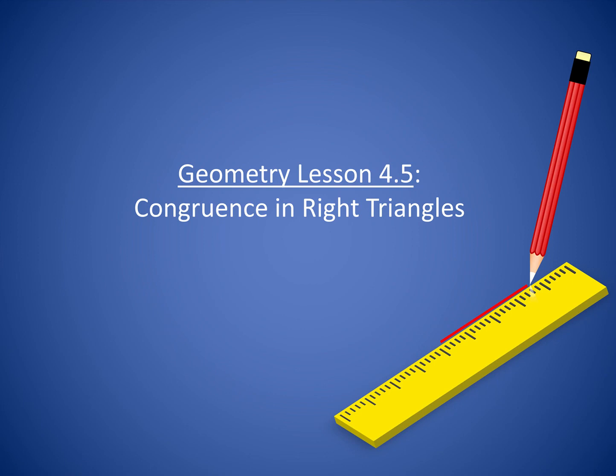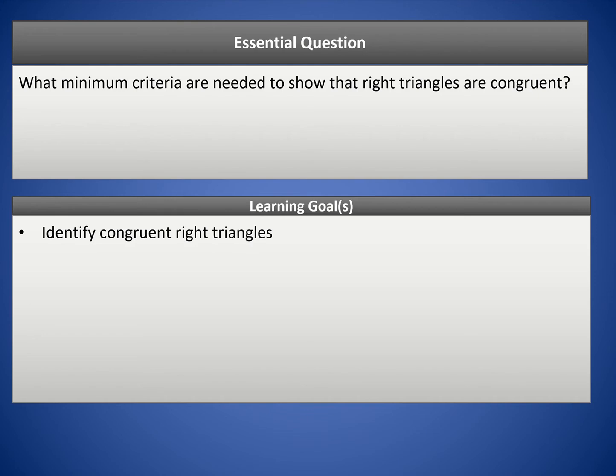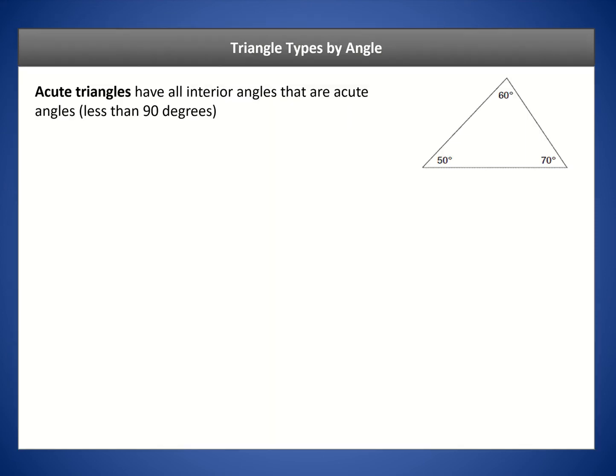We're going to talk about congruence in right triangles. The essential question today is: what minimum criteria are needed to show that right triangles are congruent? The learning goal for today is to be able to identify congruent right triangles.